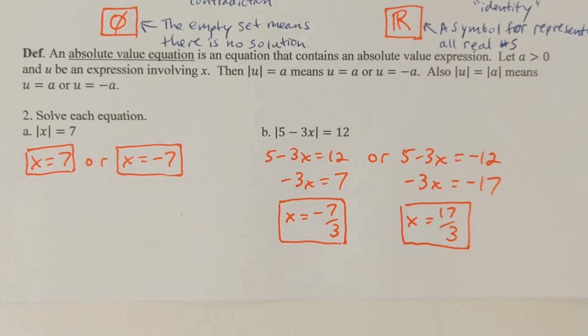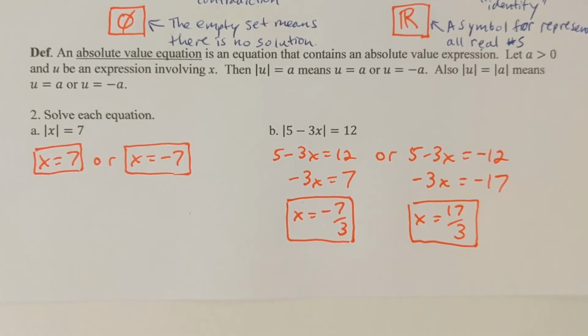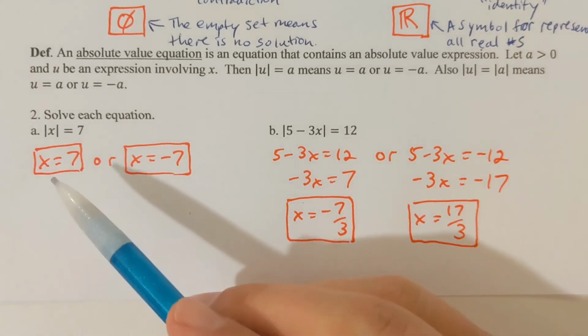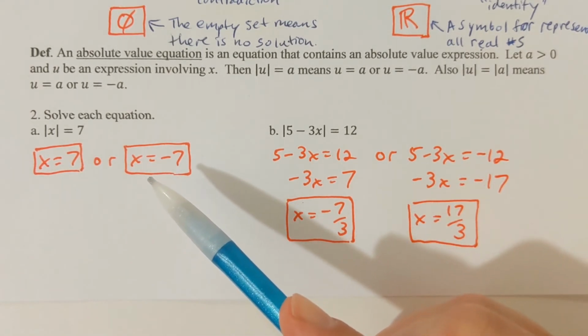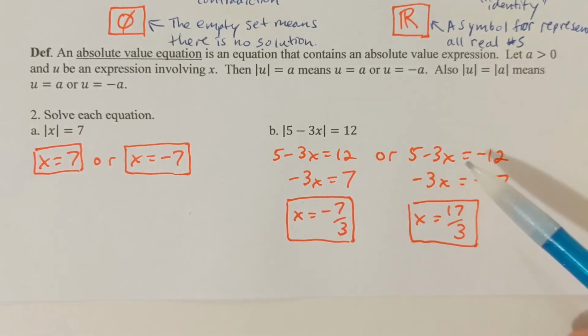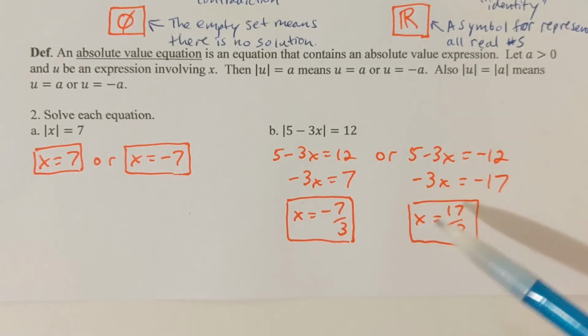Bottom line is that when we plan to use the definition and get rid of the absolute value bars, we must write two equations down. Okay? The most common mistake that a student will make is that they'll only write one equation and not get the other one. Okay, don't do that.